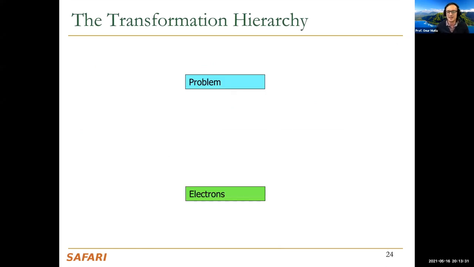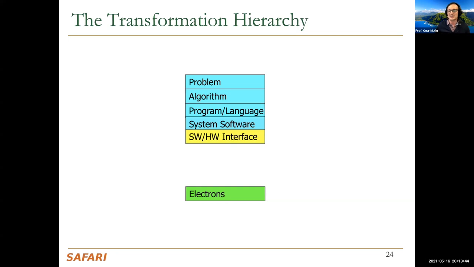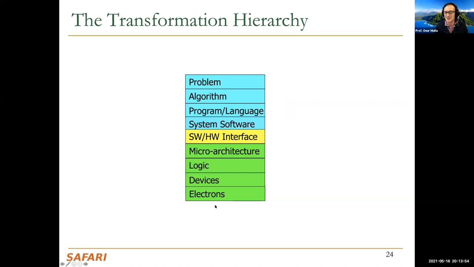We have a problem. We want to get it solved by devices that operate using electrons. So we translate the problem to an algorithm, which gets translated to a programming language, which gets run on system software, which in combination gets compiled down to some hardware software interface, which gets executed on a microarchitecture, which is built on logic gates, which is built on devices that operate based on the principles of electrons. So that's why we have this transformation hierarchy.